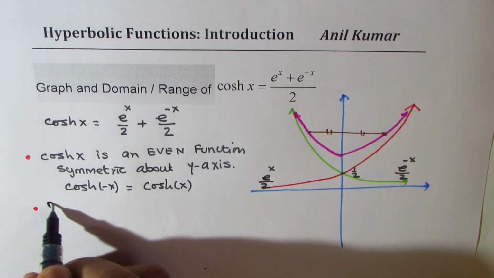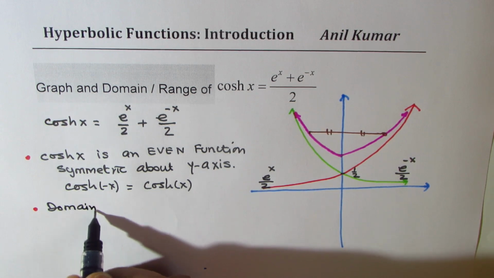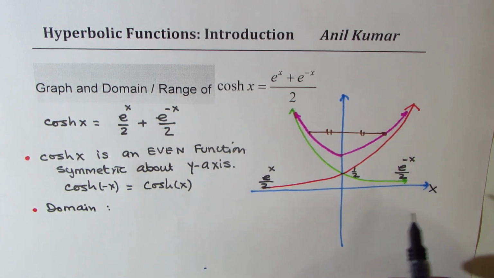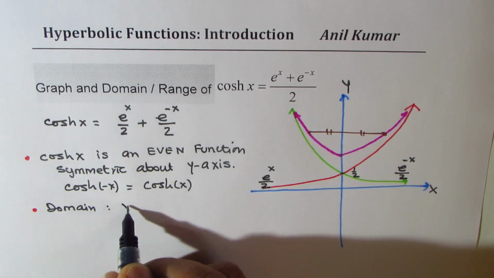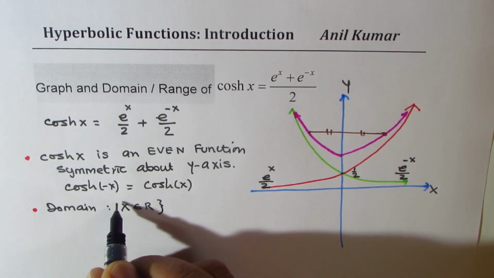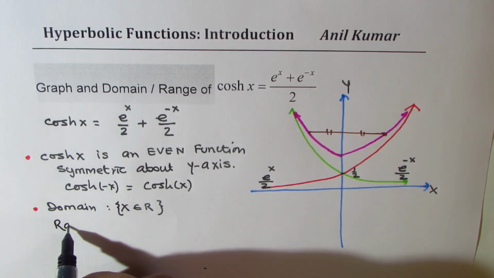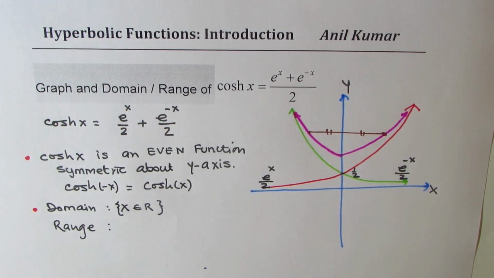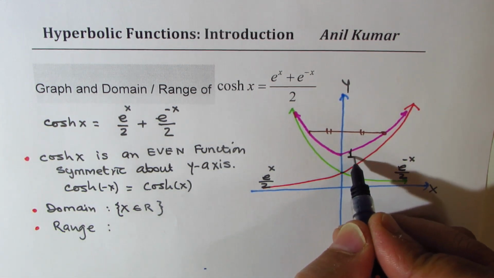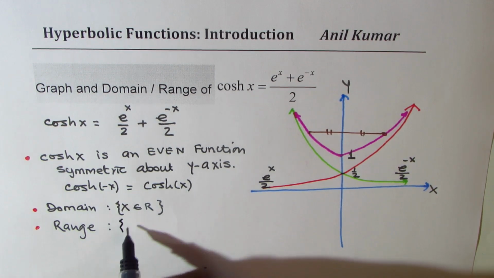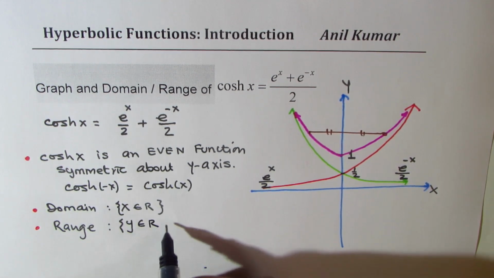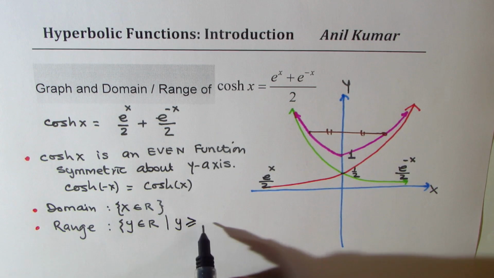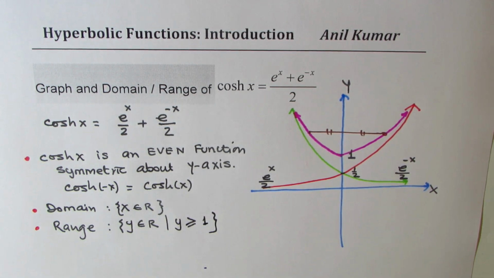Now let's talk about its domain and range. Domain, clearly you can see there is no restriction, correct? So x belongs to real numbers. As far as the range is concerned, what is the range for this function? The y value, which you see, is always greater than 1, right? When you combine half and half, you get 1. So y belongs to real numbers where y is greater than or equal to 1. Simple as that. So I hope up to here there is no problem, correct?